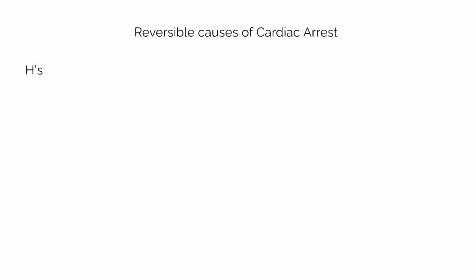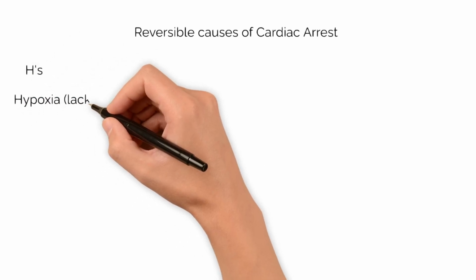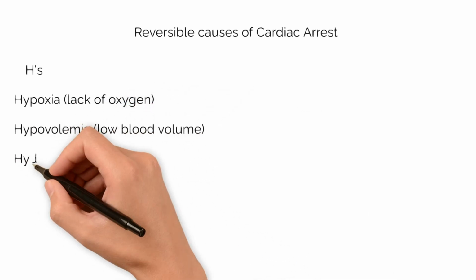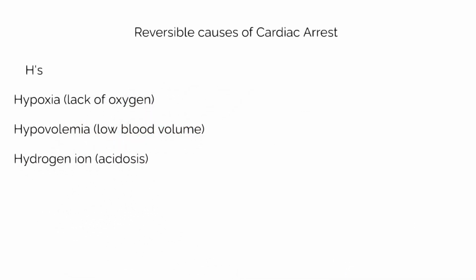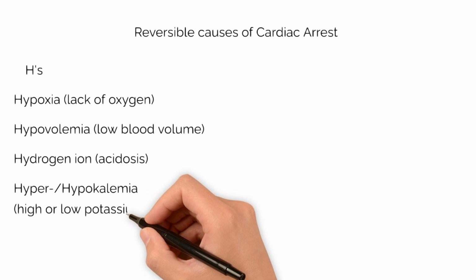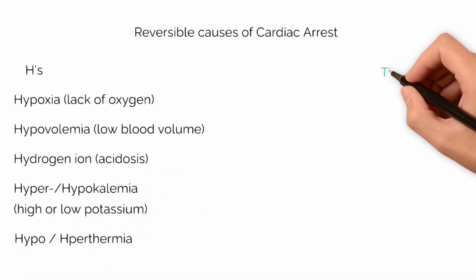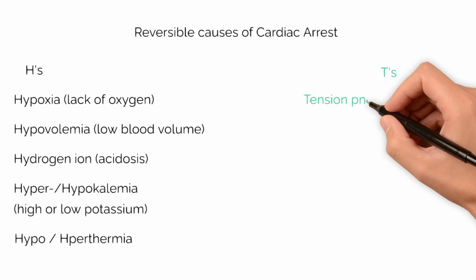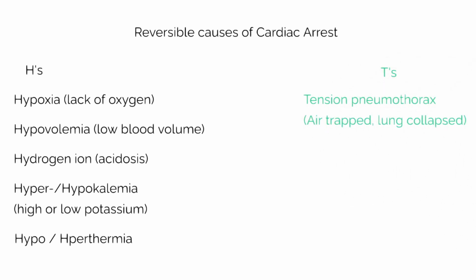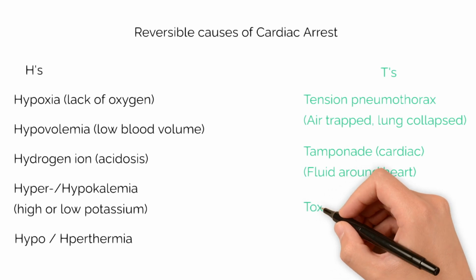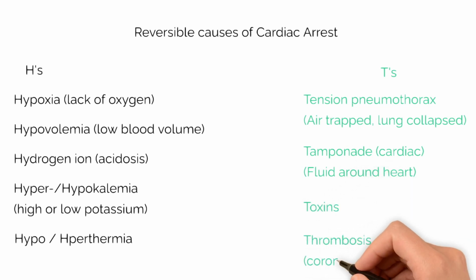Instead, the focus is on identifying and treating reversible causes, often referred to as the H's and T's, which include hypoxia, hypovolemia, hydrogen ions, hyper or hypokalemia, hypothermia, tension pneumothorax, tamponade, toxins, and thrombosis.